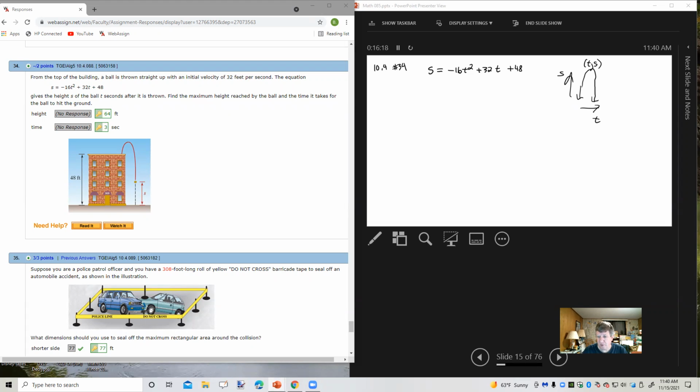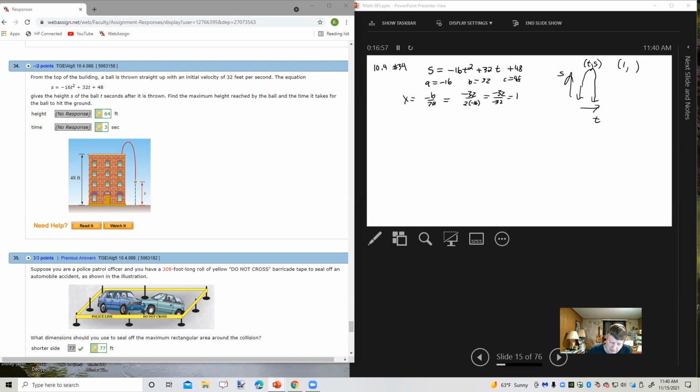So even though our variables are t and s, I'm going to think in terms of x and y for the moment. So for this quadratic equation, A is -16 and B is 32 and C is 48. So if we use x equals negative b over 2a, we get negative 32 over 2 times negative 16, which is negative 32 over negative 32, which is 1. So what does that say? That says that the ball reaches the maximum height after 1 second.